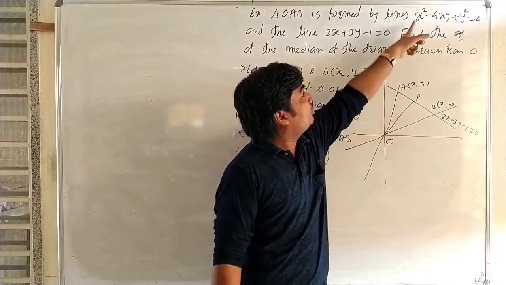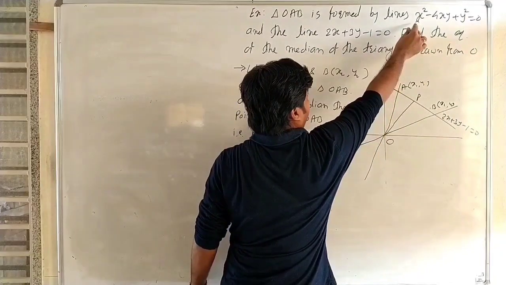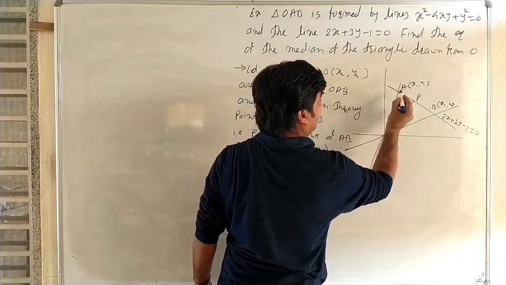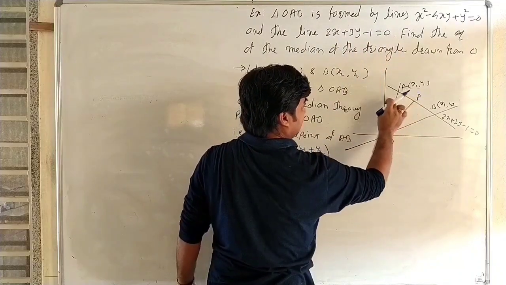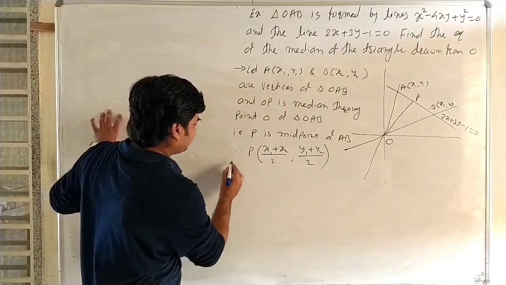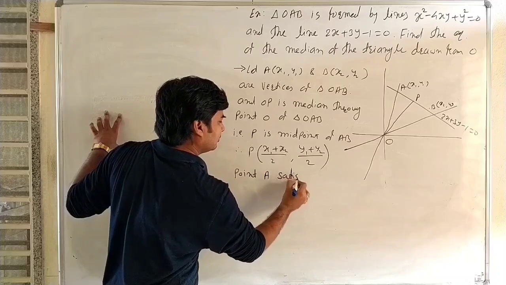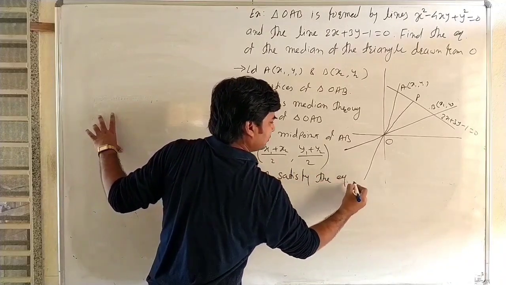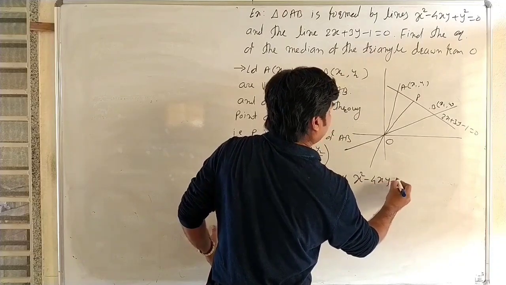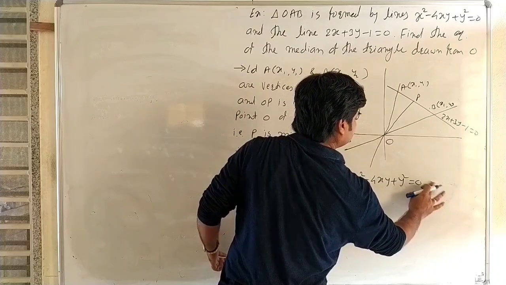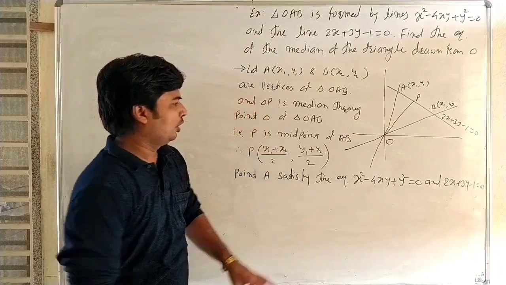A is a point on this line and A is also a point on this line. Therefore, A is a point of intersection between the pair of straight lines and the straight line. Okay. It is a common point, common to the pair of straight lines and the straight line. Therefore, we solve these two equations and then get the point A. Now, point A satisfies the equations x square minus 4xy plus y square equal to 0 and 2x plus 3y minus 1 equal to 0. Therefore, we solve these two equations.